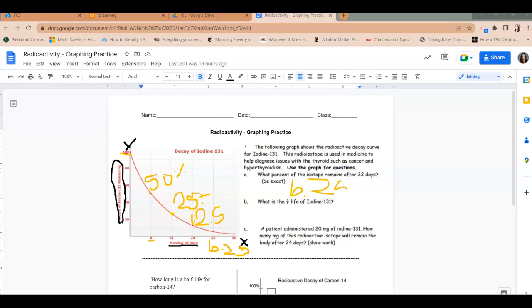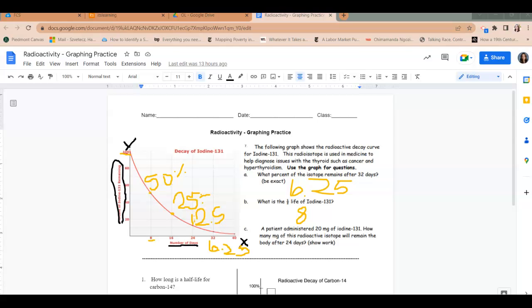All right. So part B, what is the half-life of iodine-131? Again, the half-life, remember, let's use that terminology. How long does it take for half of the sample to decay? So how long does it take for it to get to 50%? It takes 8 days. So we would go find 50% on the graph and see how long that took. It takes 8 days.